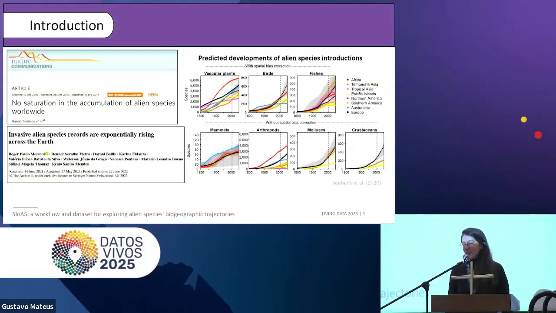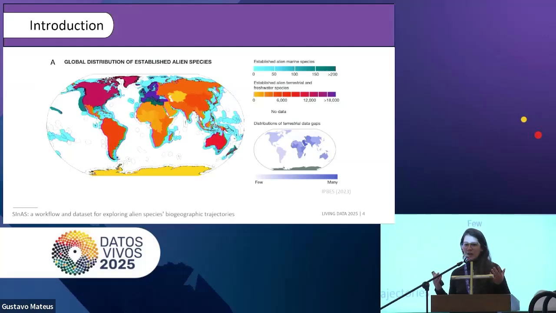So we do agree, all of us, that the introduction of species is a pressing issue, and we expect this issue to increase in the coming years. There have been multiple assessments which project an increase of alien species introductions in a couple of years. And this issue has been pushing a lot of research efforts on alien species.